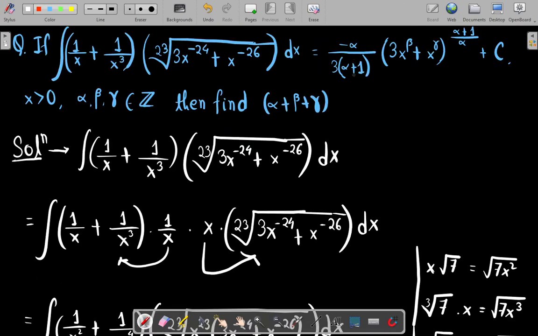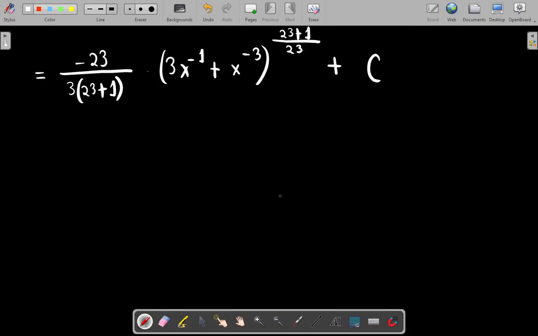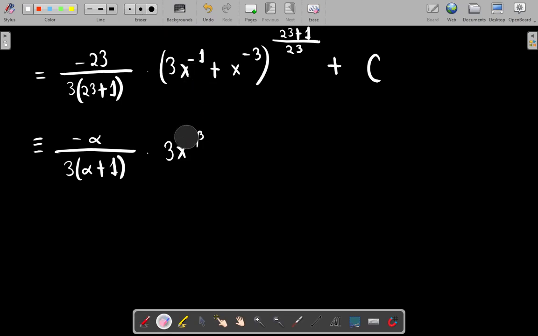Minus alpha by 3 times alpha plus 1 multiplied with the product of 3x to the power beta plus x to the power gamma whole raised to the power alpha plus 1 upon alpha, right? So this is equivalent to this: minus alpha by 3 times alpha plus 1 times 3x to the power, not minus beta, I believe it was just beta. So it's 3x to the power beta plus x to the power gamma whole raised to the power alpha plus 1 upon alpha plus c, right?